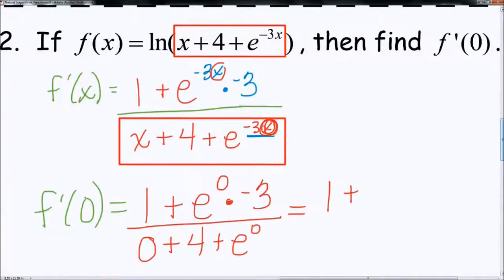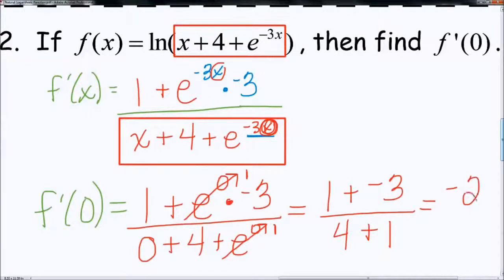So if I was going to simplify this, I'm going to have 1 plus, well, e to the 0 is 1. This is equal to 1. So 1 times negative 3 is negative 3. I'm left with 0 plus 4 is 4. And again, e to the 0 really is just 1, so I have 4 plus 1.